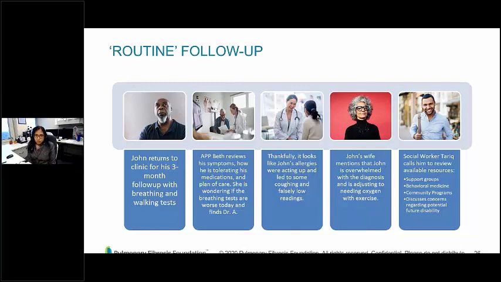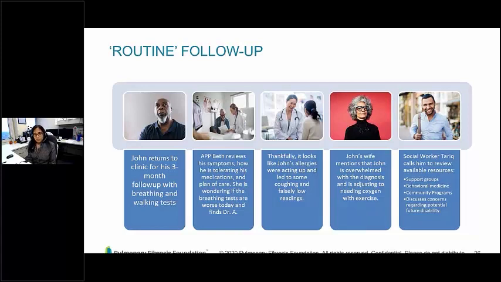So thankfully, when they review everything together, it looks like John's allergies maybe were acting up, and so he was coughing during the breathing test, and the tests seemed to be some falsely low readings. They reviewed the most recent CAT scan again, and as his symptoms besides the allergies seemed to be stable, there was less concern. So this is good news.